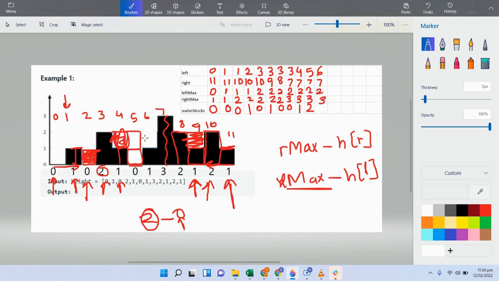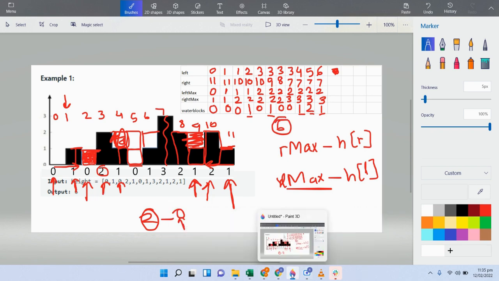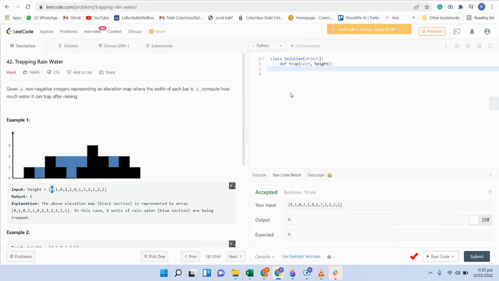Then we need to see how much water. So 2 minus 1 gives me 1. I can store 1 block of water. And when you see next, if I write 7, then my loop should terminate, because left is not less than right. So the loop is going to end. If you count the values, this is 1, 2, 3, 4, 5, and 6. So we have 6 blocks of water, which is the required output in the question.